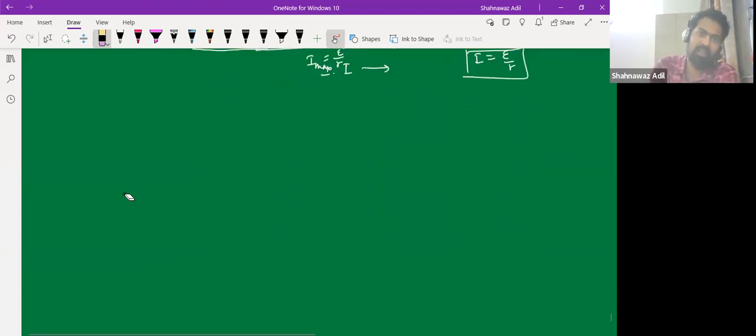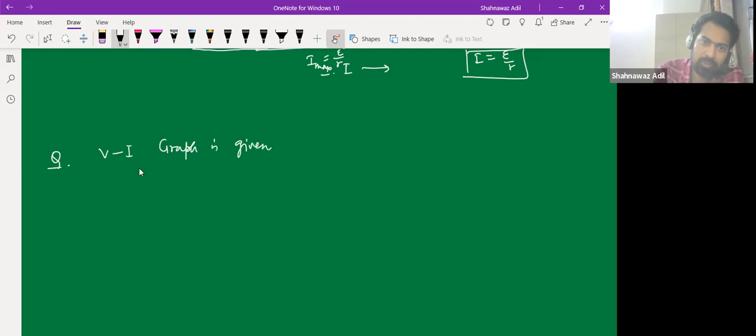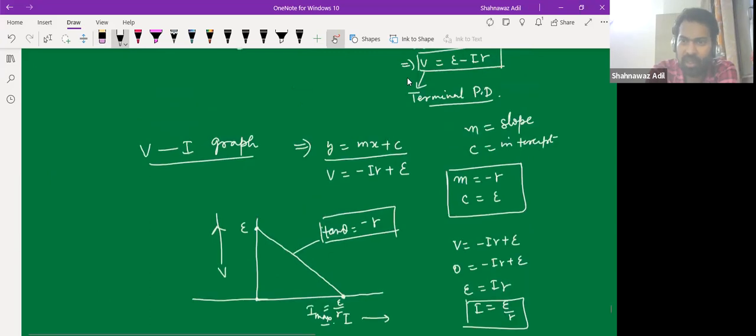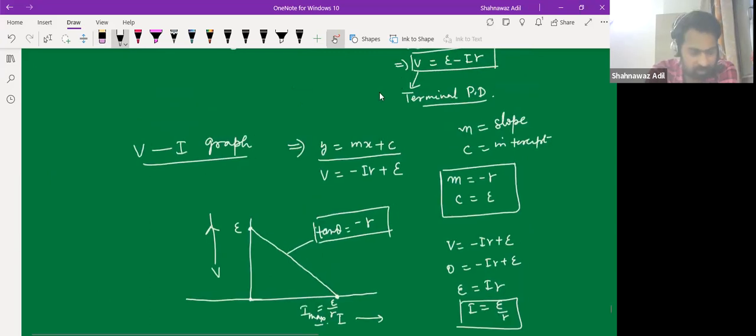Now let us do a very simple question. First, let us start with a simple question. So a VI graph is given, right? Oh, so you didn't note it down. Yeah, sorry, sorry. So the VI graph, is this okay, Chavez?